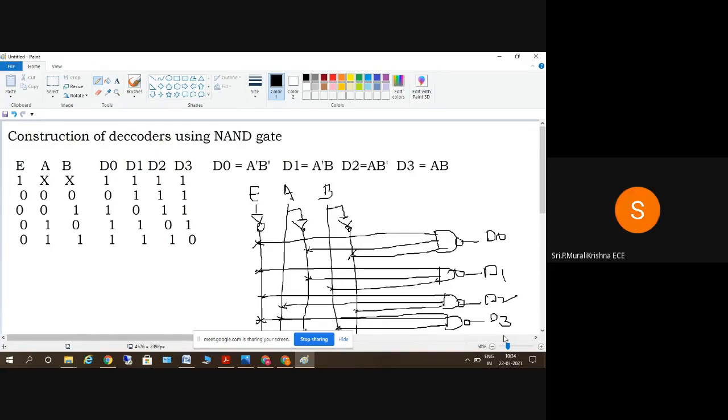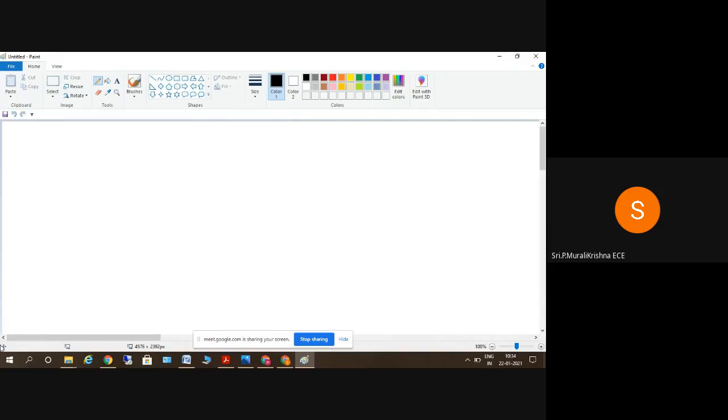Now we will see how to implement Boolean functions or any kind of circuits using these decoders. We'll see one or two problems now.